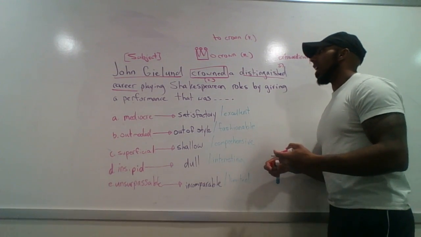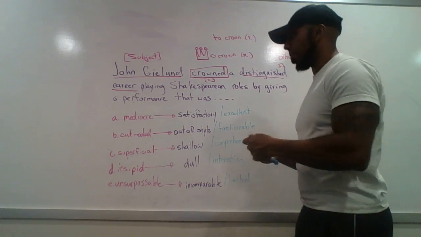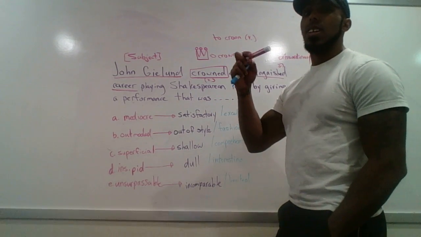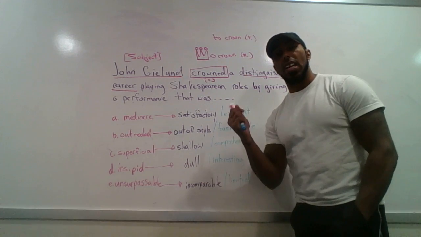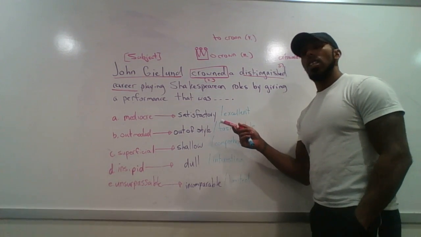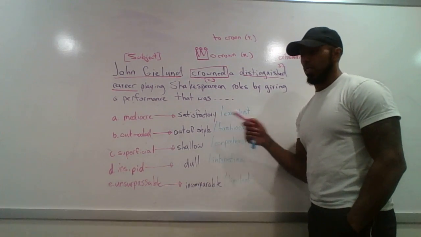Now let's take a look at our choices. First, we have mediocre. And remember, I've written the synonym or word that means the same thing in purple and the antonym or the word that means the opposite in turquoise. So a synonym of mediocre would be satisfactory.